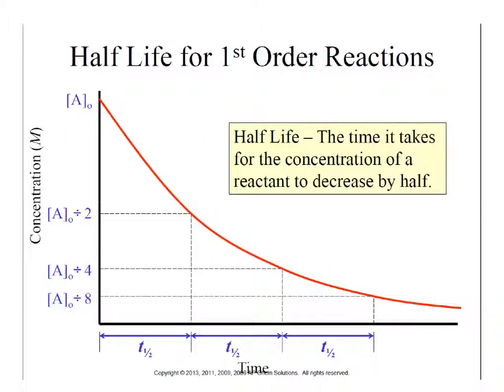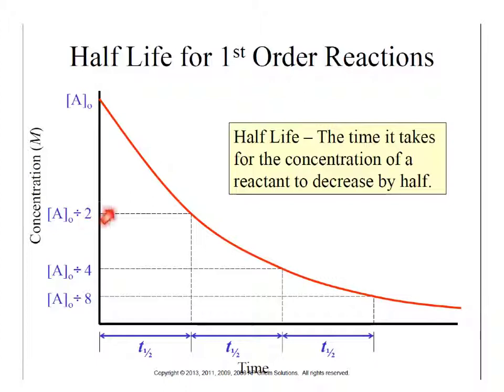So if we look at a first order reaction and we just plot concentration versus time, you see that we get this familiar curved line right there where it goes really quick at first, but then gradually slows down. And over time, that concentration is going to cut in half, then it's going to cut in half again and again.